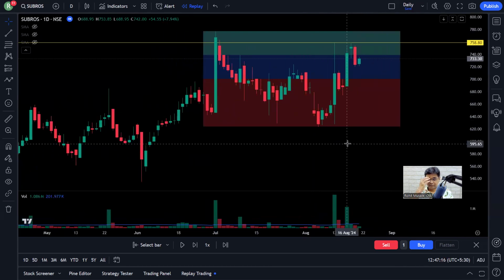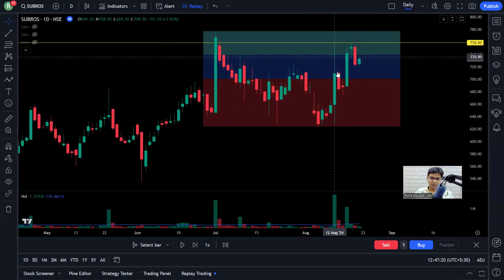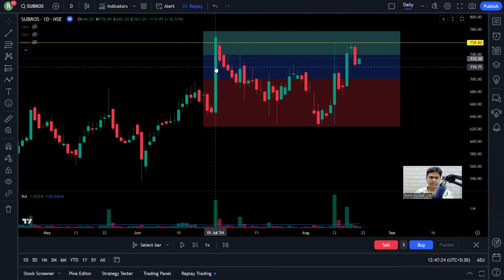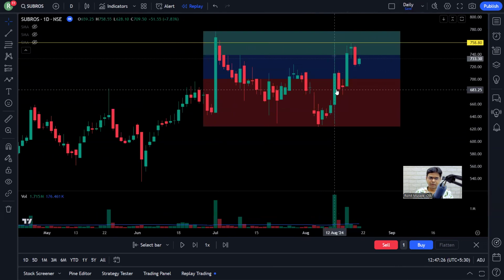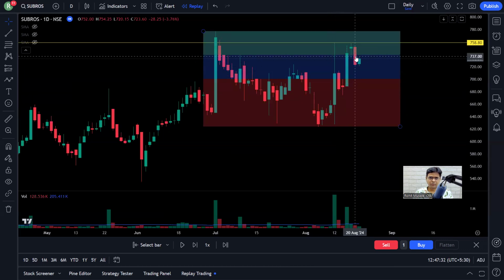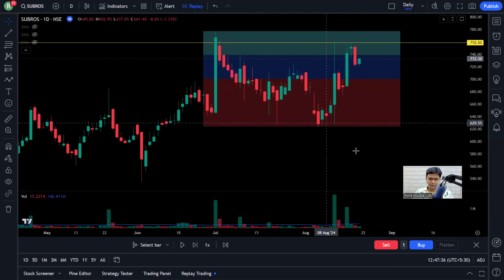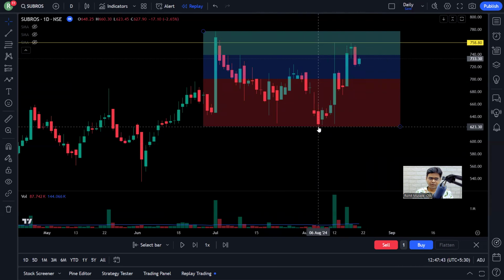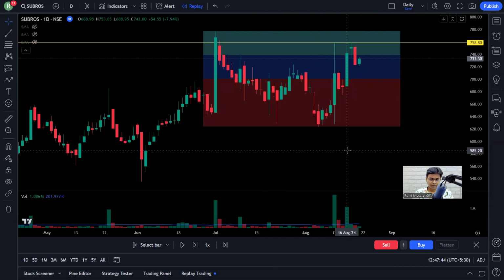Now, number one, the reason why I am uncomfortable with this base is the volatility in the base. Look at this candle. It's an 18% candle. Then you look at this candle, very long upper and lower shadows. Then suddenly you have a large candle, then suddenly a 4% drop. Look at these long shadows. So, number one, volatility in the stock. Volatility is a negative sign.